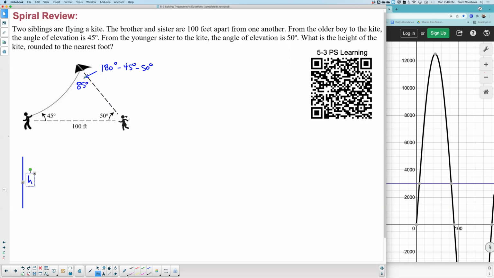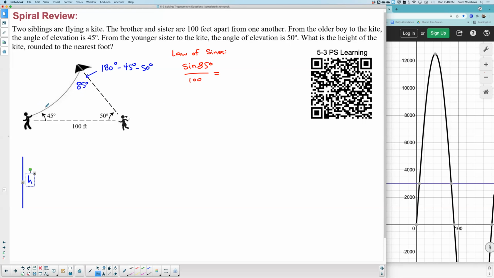Okay, so now that I have all three angles, which law will we use here? Law of sines or law of cosines? Law of sines. If you want to use law of sines, again, this is on the formula chart. What we're going to do is take sine of the completed set. What's my completed set here? Sine 85 over 100 feet. And you're going to set this equal to any other set.